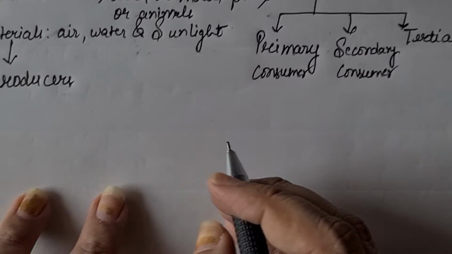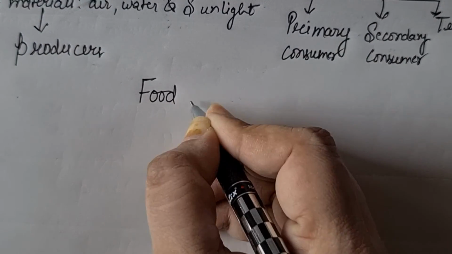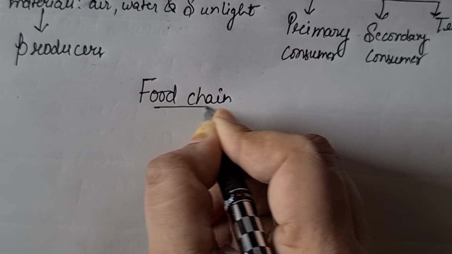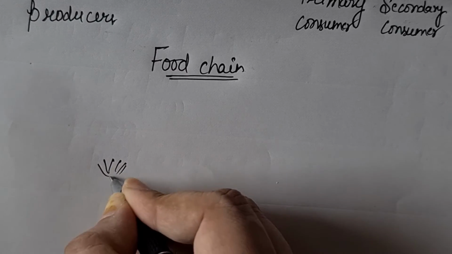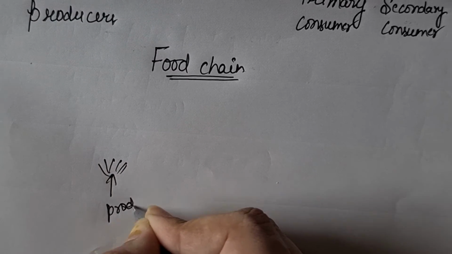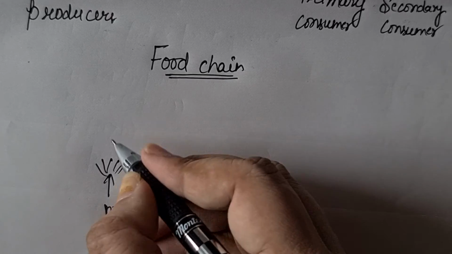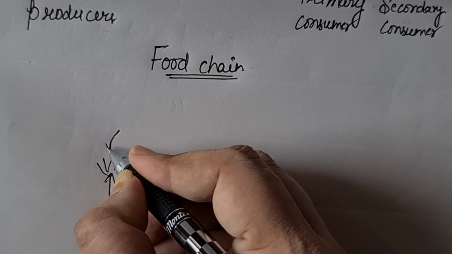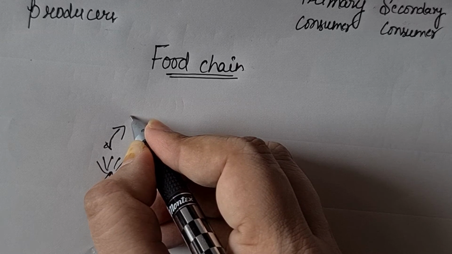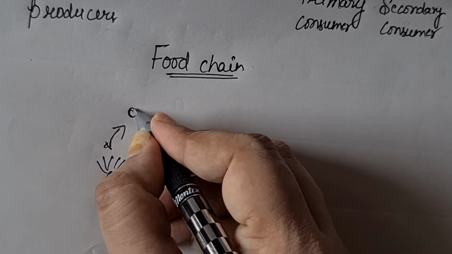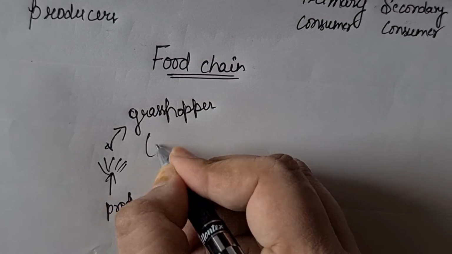So it's like a food chain. How does a food chain work? Just like, first of all, these are the producers, green plants. This is the first one of the food chain. Then they are eaten by what? Consumers. So for example, grasshopper is the consumer, or you can say primary consumer.